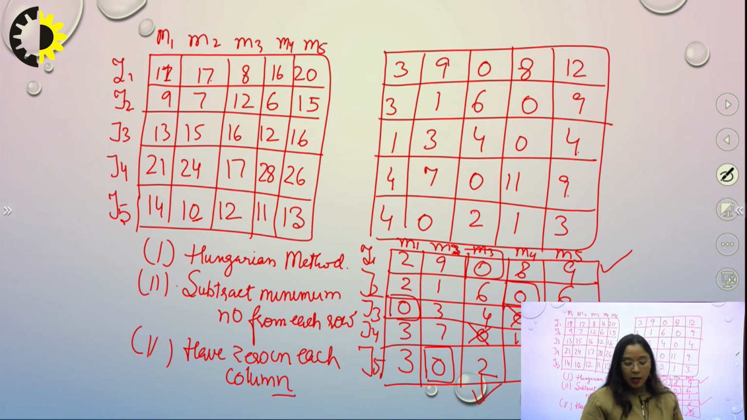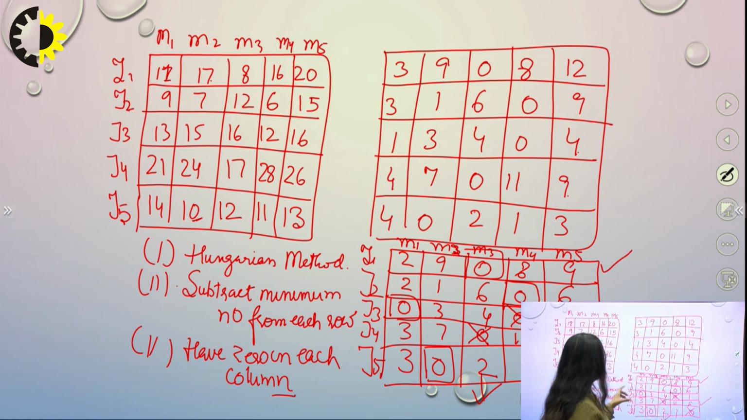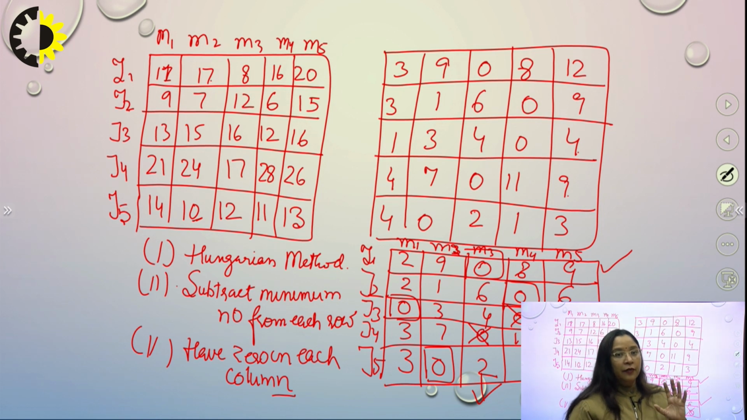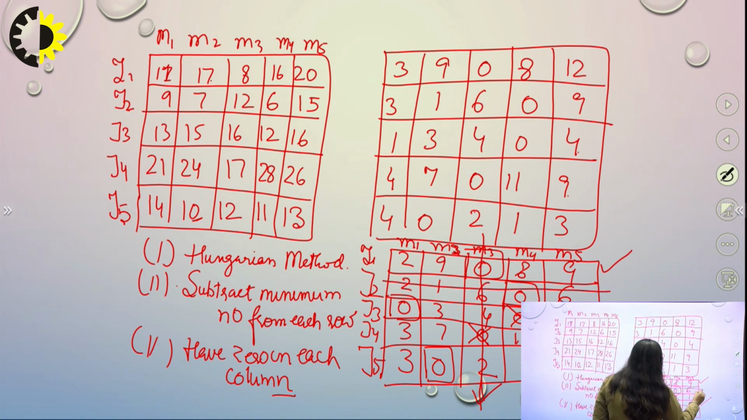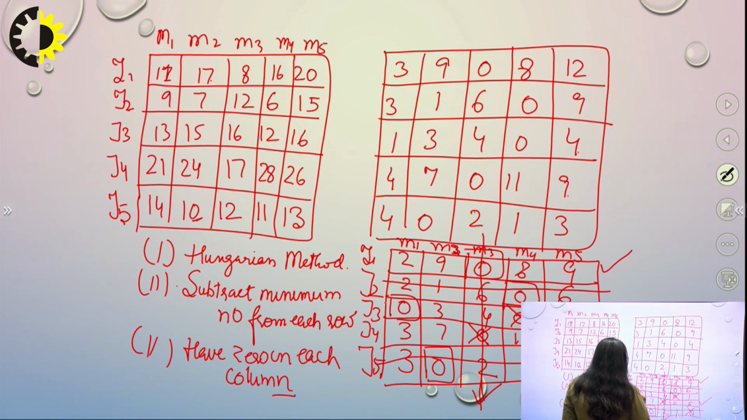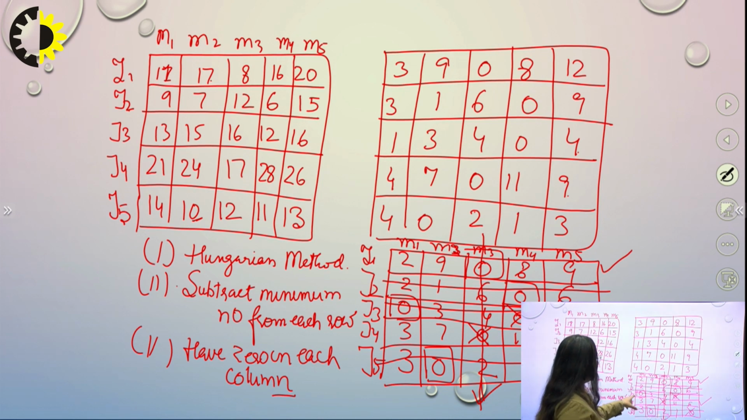What we will do next is cross the lines where minimization can take place. Just listen. Cross the line through the column which has been already marked. This is the column, and cross the rows which have not been marked. That means we will cross these 3 rows. Okay. So it's a bit complicated.